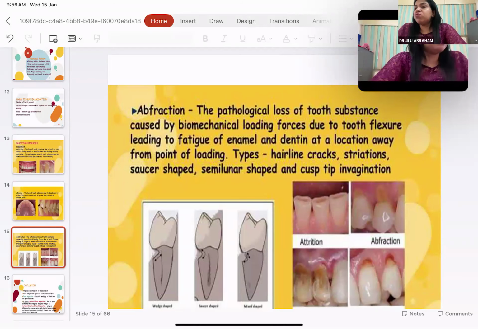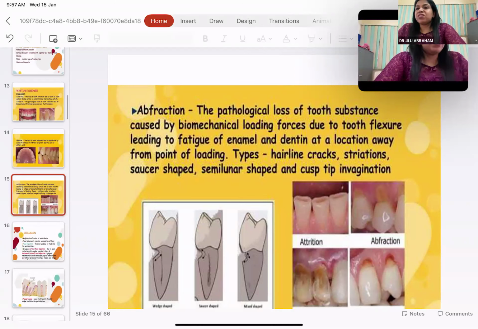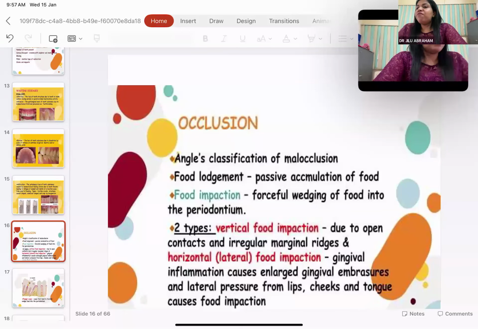And abfraction is mainly due to biomechanical loading of frictional force due to tooth flexure. And there will be cracks or striations, and also shape changes, we can see over there. That is mainly the abfraction. And the occlusion type we have to know.